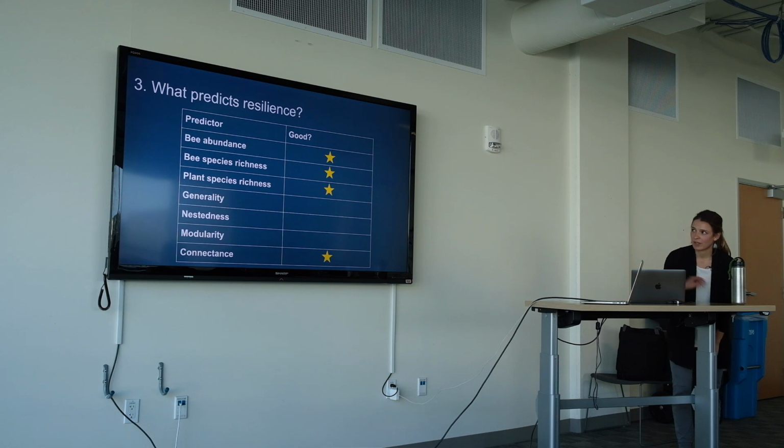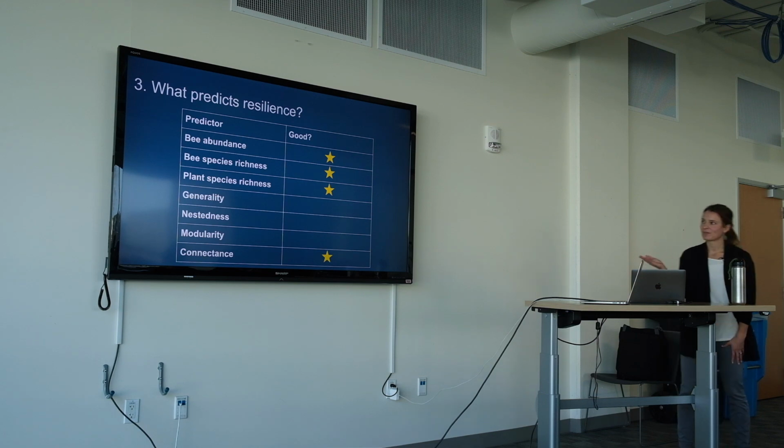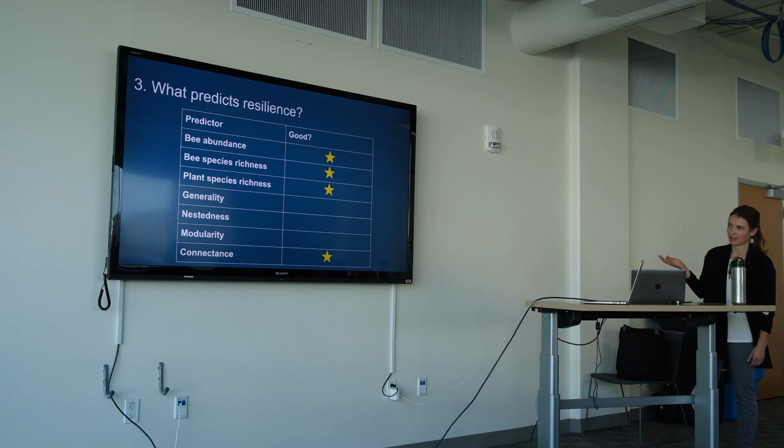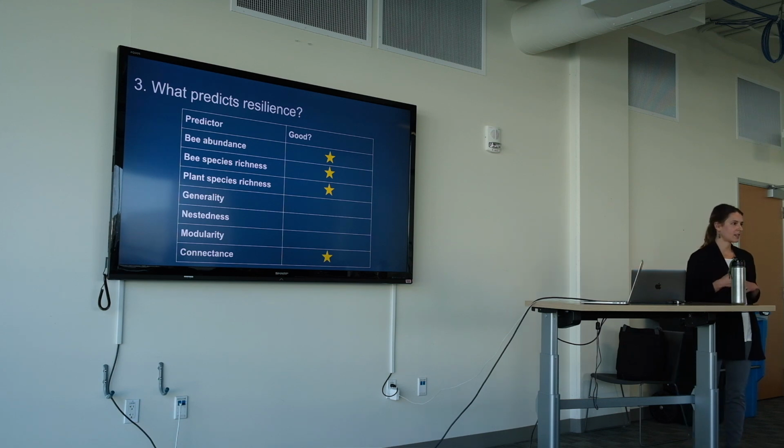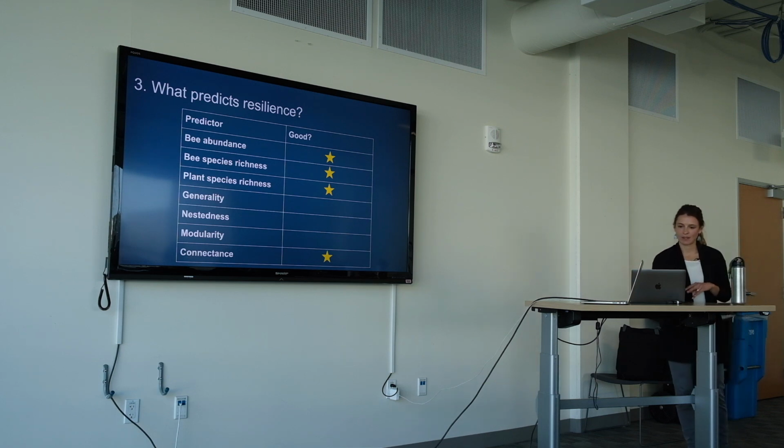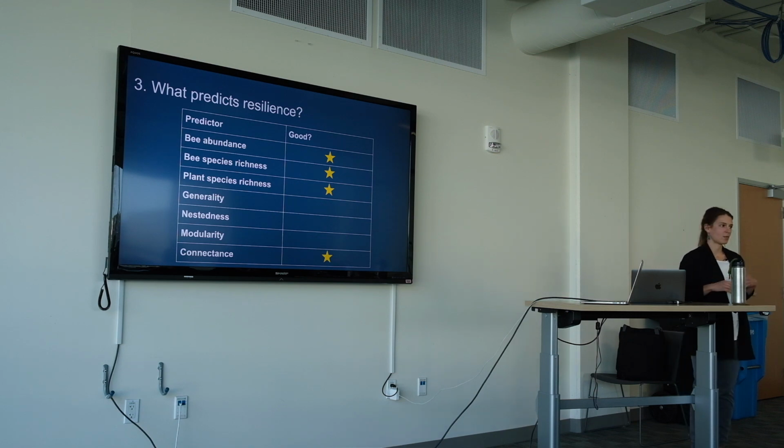So for this one, if you're a good predictor, you get a gold star. And abundance and species richness appear to be the best predictors. And the network structure doesn't seem to predict resilience very well at all. It's really the abundance and richness that are the best predictors. And this suggests that increasing abundance and richness is the best way to increase resilience at a site.